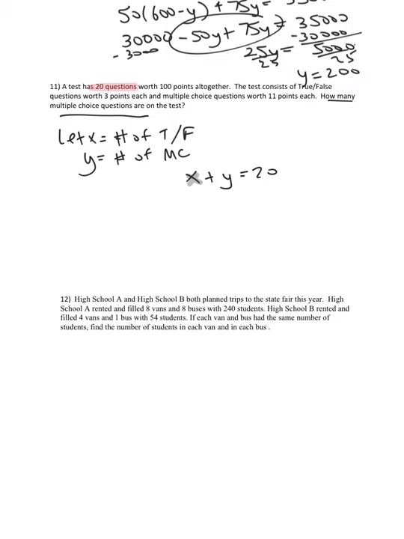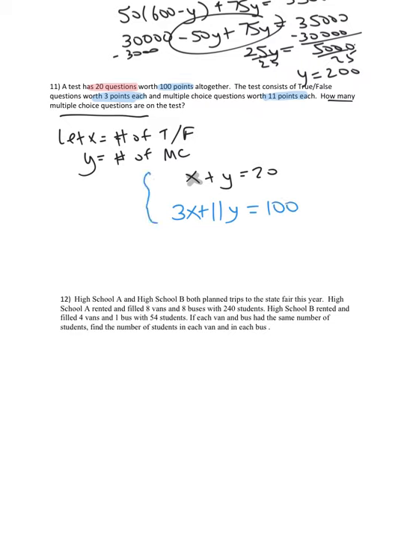The value of the points is 100, and there's values for each type, 3 for the multiple choice and 11 for the true false. So it's going to be 3 times the multiple choice, which is y. Just be careful that you multiply by the right variable. There'll be 3y. The true false, 11 points, sorry, for the multiple choice. So it's 3 times x plus 11 times each multiple choice, 11y, equals the total value of the points, which is 100.